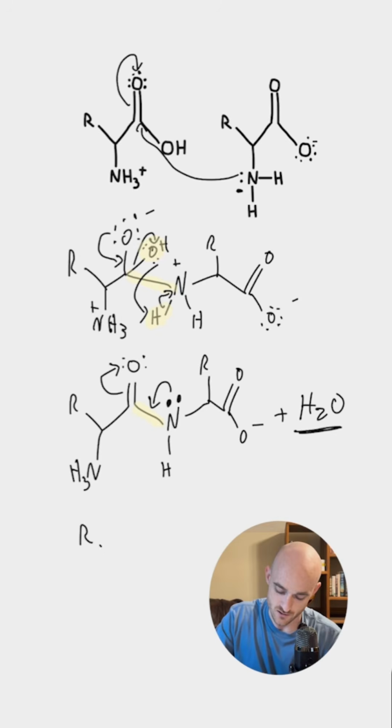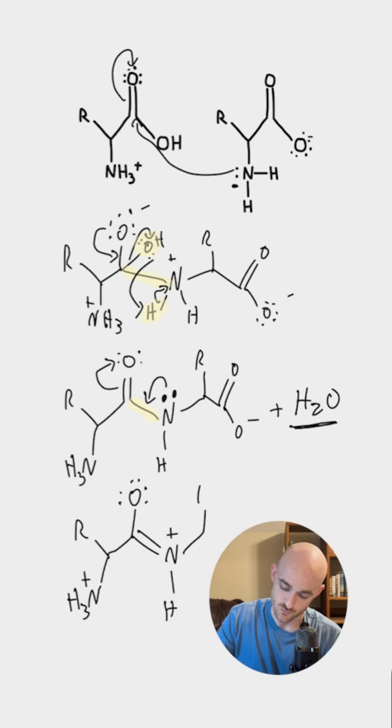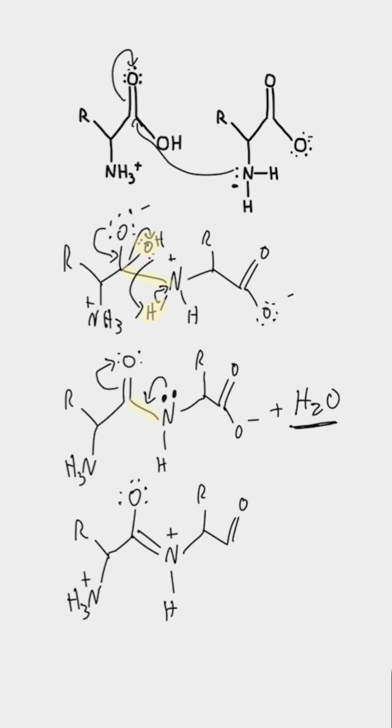So let's redraw that now. The left side looks the same, and then now we have a single bond with that oxygen, but it has three lone pairs. And now there's a double bond between the carbonyl carbon and that nitrogen. The nitrogen now has a positive charge. It still has the hydrogen on it, and then the rest of that molecule looks the exact same as before.